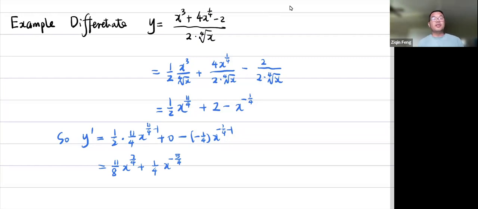So here in this video, we have discussed the sum, difference, and constant multiple rules for how to find the derivative of some functions.